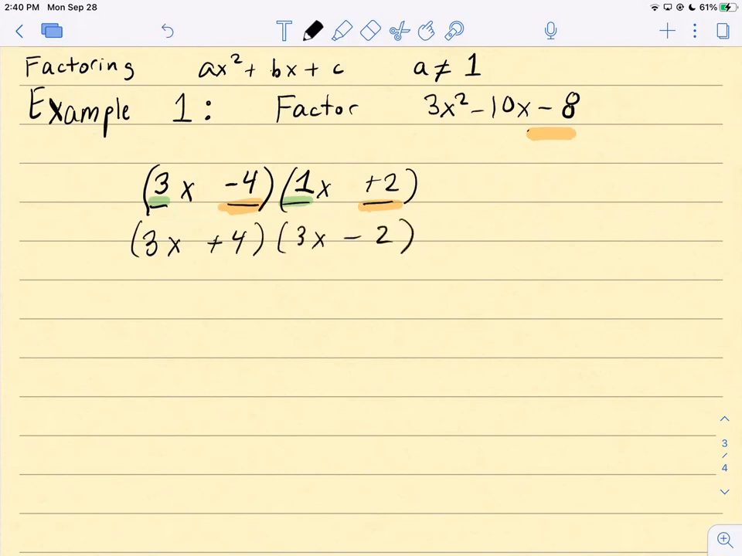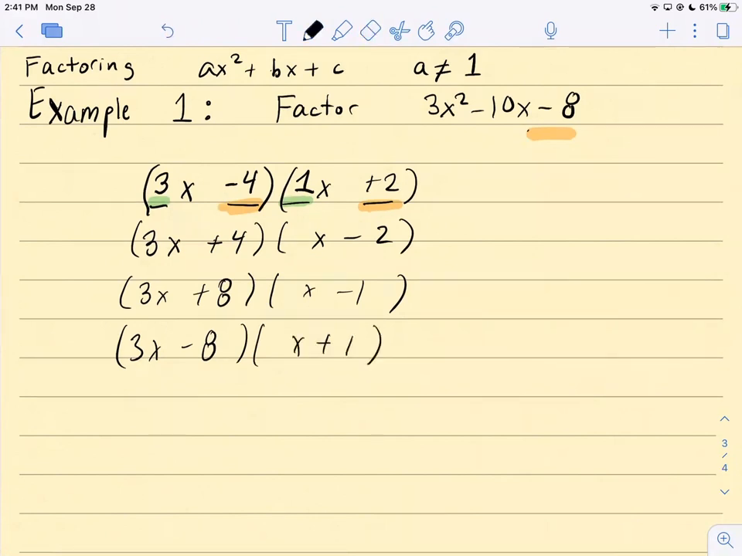Is there any other set of factors that might work? Oh, not 3x, sorry. What's another pair of numbers that multiplies to 8? 8 and 1. Nice. So we can do plus 8, minus 1, minus 8. Oh, I'm sorry, I keep writing 3x. There's not 3x, it's x plus 1. Okay.